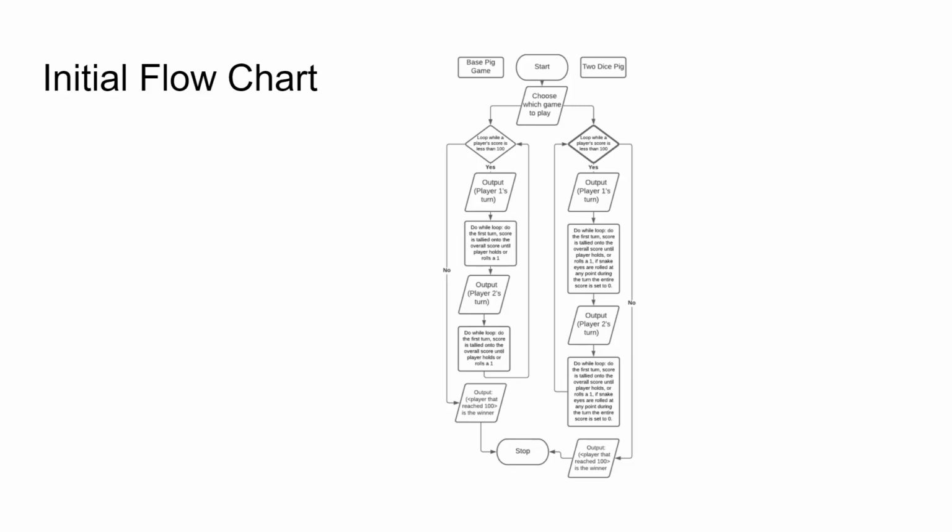This brings us to the initial flowchart. Originally, we thought our project would consist of 2 separate dice games. On the left, we have the initial game that was explained in the last slide, and on the right, we have 2 Dice Pig, which is a variation of the original Pig game, but instead with 2 dice.